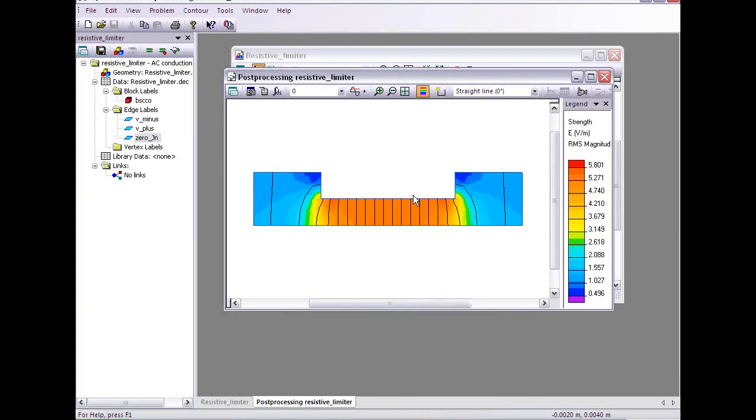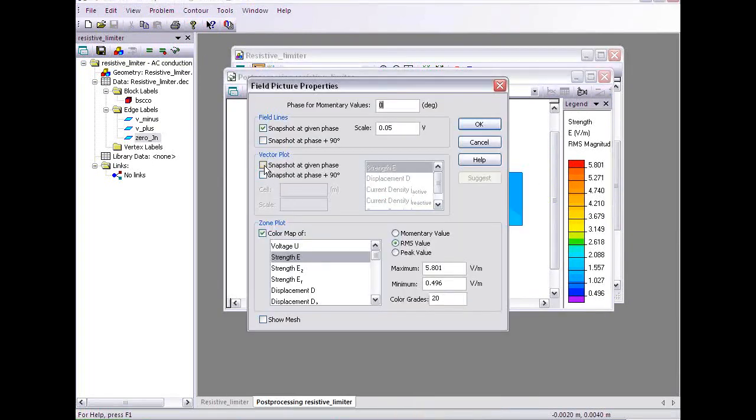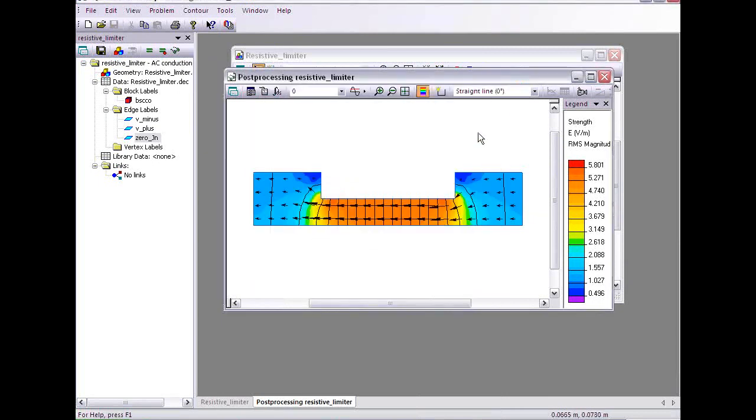And as well, we can look at a vector plot of the different phases of the current density here. What I wanted to do was couple this to a thermal problem and look at some of the heat transfer characteristics.